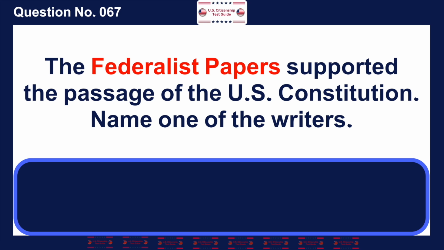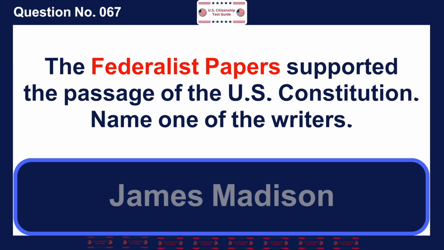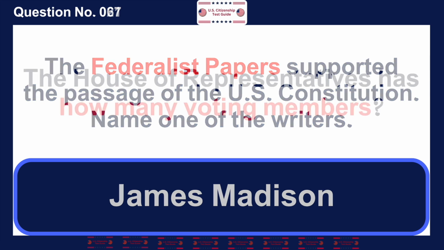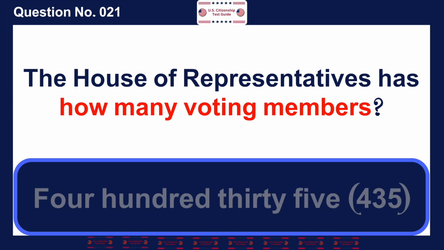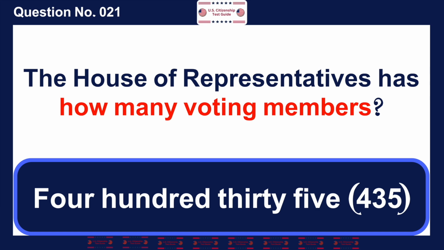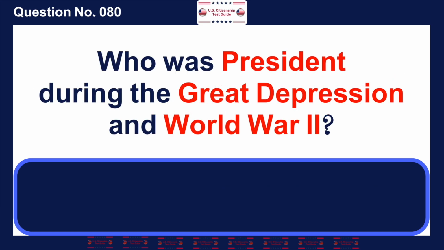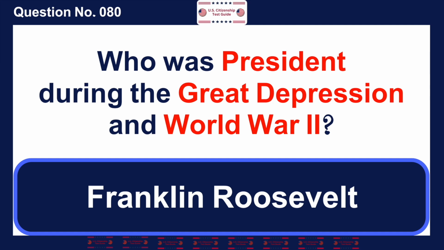The Federalist Papers supported the passage of the U.S. Constitution. Name one of the writers. James Madison. The House of Representatives has how many voting members? 435. Who was president during the Great Depression and World War II? Franklin Roosevelt.